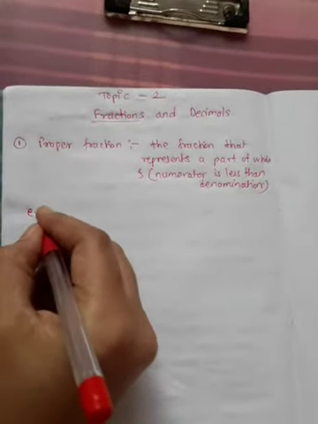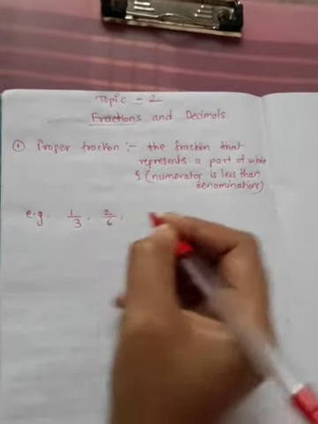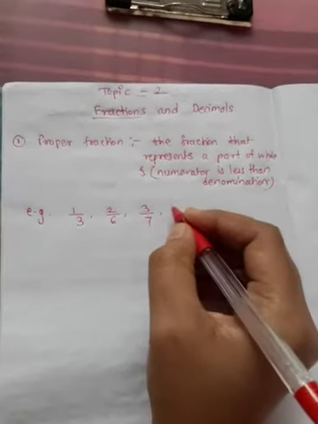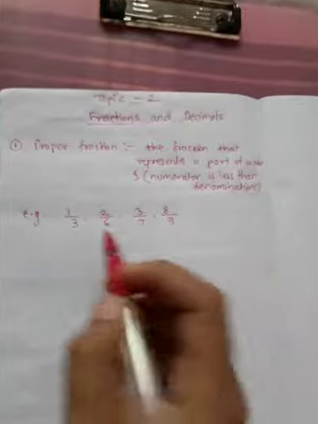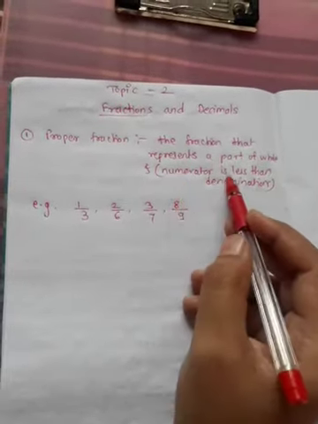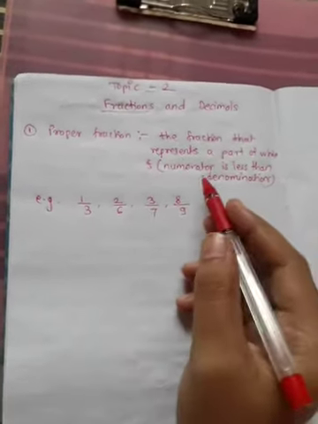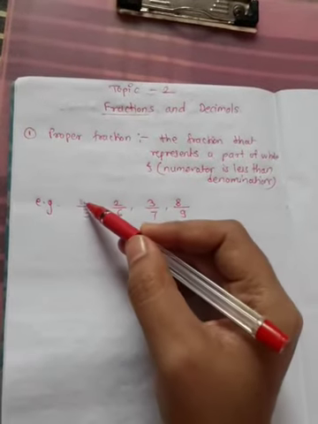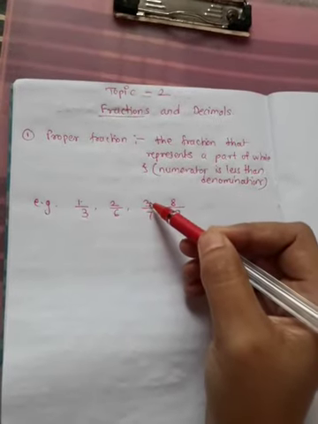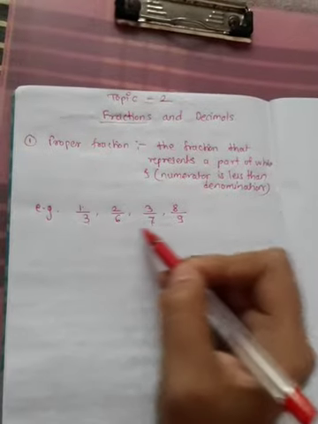Means what? Let's take an example. I will take 1 by 3, 2 by 6, 3 by 7, 8 by 9. Let's see what is meant by proper fraction. In proper fraction numerator is less than denominator. In these examples, see, the numerator is less than denominator. So these are the examples of proper fractions.